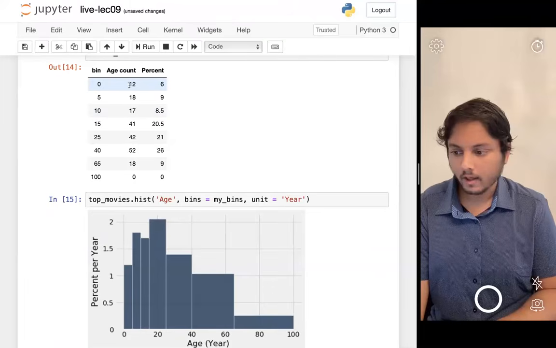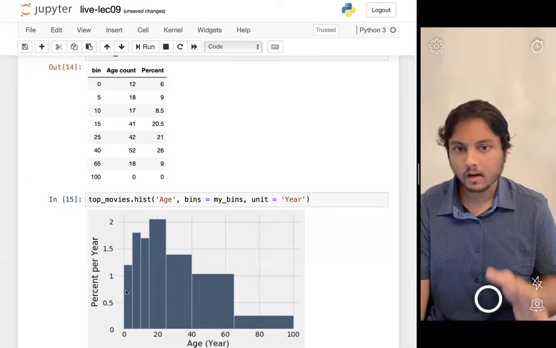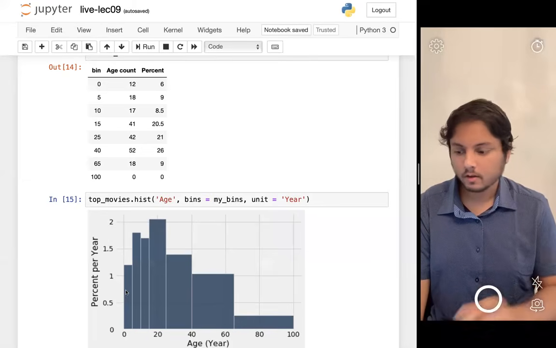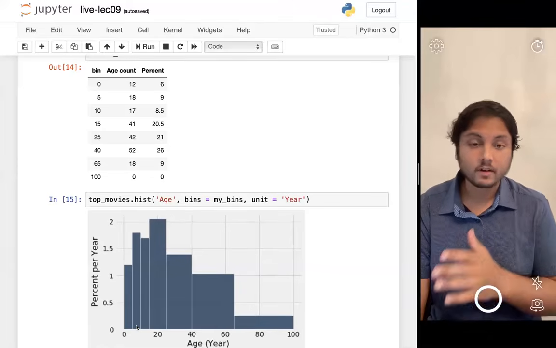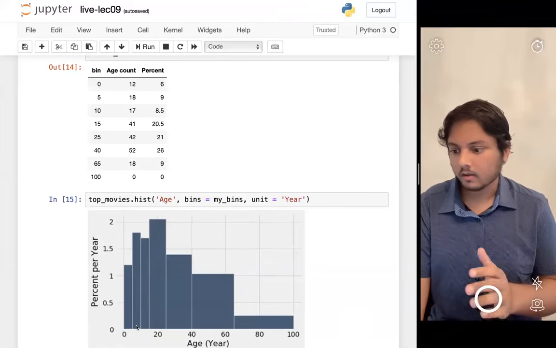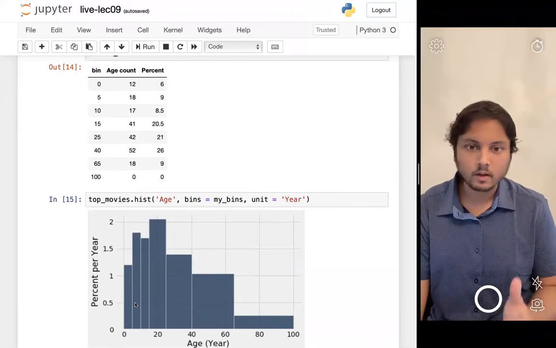And that bin has 12 movies in it, which makes up 6% of all the movies. So that 6% equals the area of this bin. Remember, in histograms, area equals percent. So the area of this bin is 6%. Then if you go over to the next bin, these are movies that are 5 to 10 years old, and they make up 9% of all the movies. So the area of this bin is 9%.